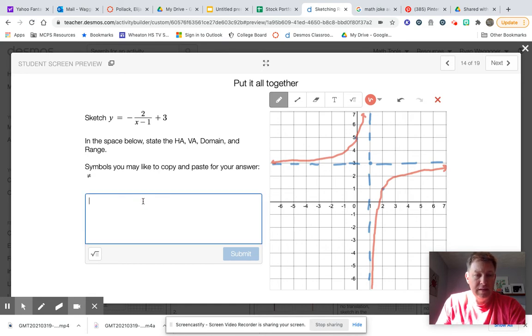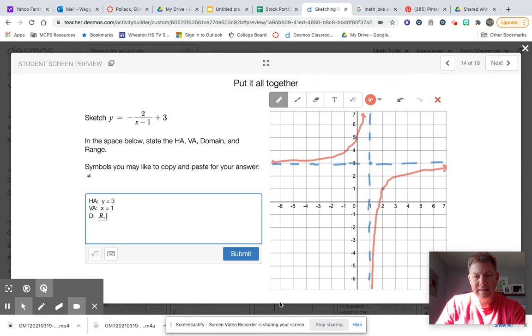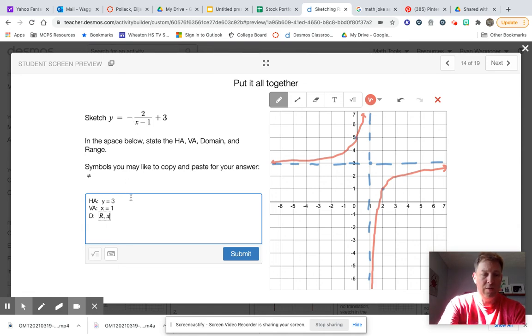In the space below, it asks for the horizontal asymptotes. My horizontal asymptote was the line y equals 3. My vertical asymptote was the line x equals 1. And the domain was going to be all real numbers, so long as x is not equal to 1, because that's where I would be dividing 2 divided by 1 minus 1 is 0, and I cannot divide by 0. So all real numbers as long as x does not equal 1.